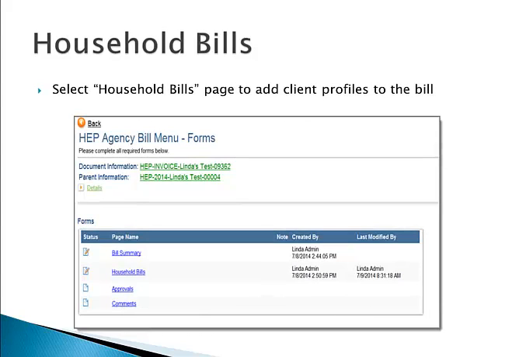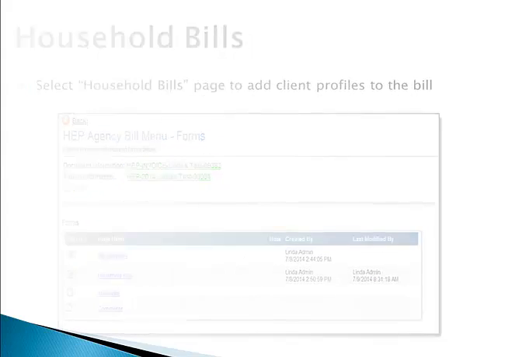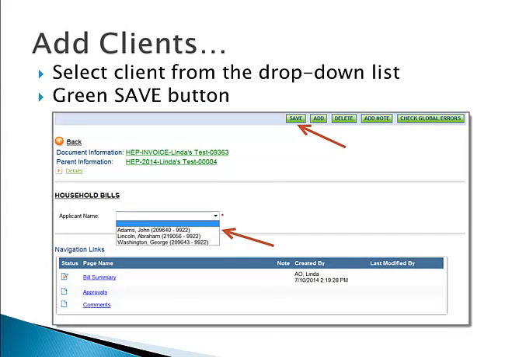Here you'll select the Household Bills page to add client profiles to the bill, and this is exactly the same as our old system was. In the applicant name drop-down list, you'll see a list of available active client profiles that are available for billing. So you select the client that you want to add to the drop-down list, and then click the green Save button at the top of the screen. You will get an error message once you've saved this client to the household bill, but then you'll have an opportunity to enter the data that you need.